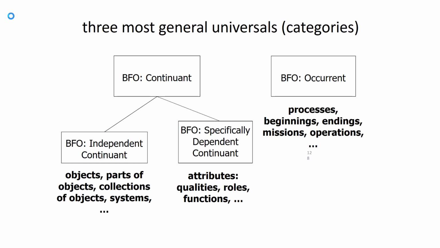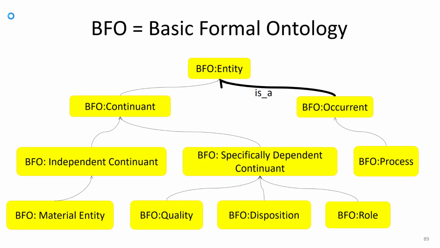Independent continuants are things like people, planets, tennis balls, molecules, cells. Specifically dependent continuants are things like qualities: your mass, your height, your temperature. And occurrents are processes and the beginnings and endings of processes. And then we have spatial regions, which are independent continuants, and temporal and spatio-temporal regions, which are occurrents.